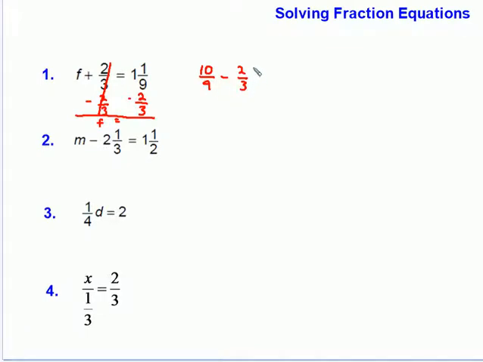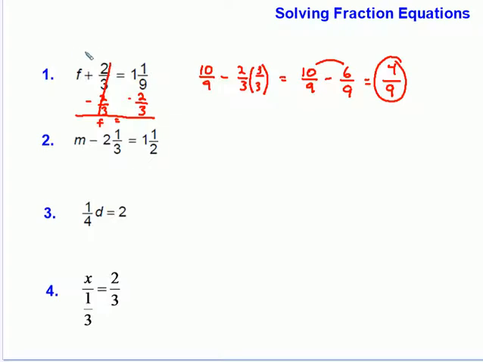How many times does it go into 9? It goes 3 times, so we'll multiply the top and the bottom of this side by 3. That's going to give us 10/9 minus 2 times 3 is 6, 3 times 3 is 9. 10/9 minus 6/9, we have a common denominator, so we'll bring that over, we'll subtract across the top, and that gives us 4/9, which does not simplify. So our answer is 4/9.